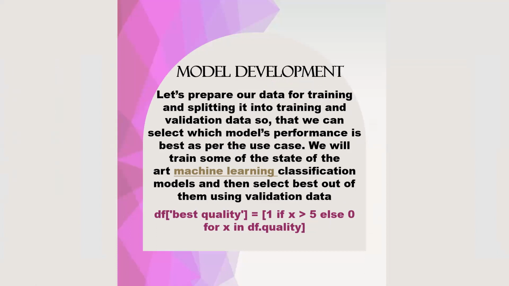Let's say we have the best quality, and we are looking for which quality follows the condition. So again, I will explain what we are doing in this situation. We are trying to prepare our data for training and split it into training and validation data so that we can select which model performance is best for the use case. For that, we will train some state-of-the-art machine learning classification models and then select the best out of them using validation data.